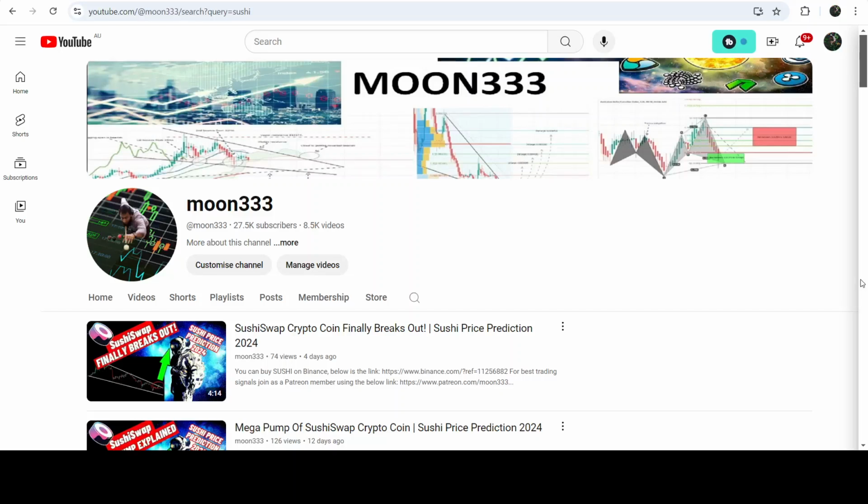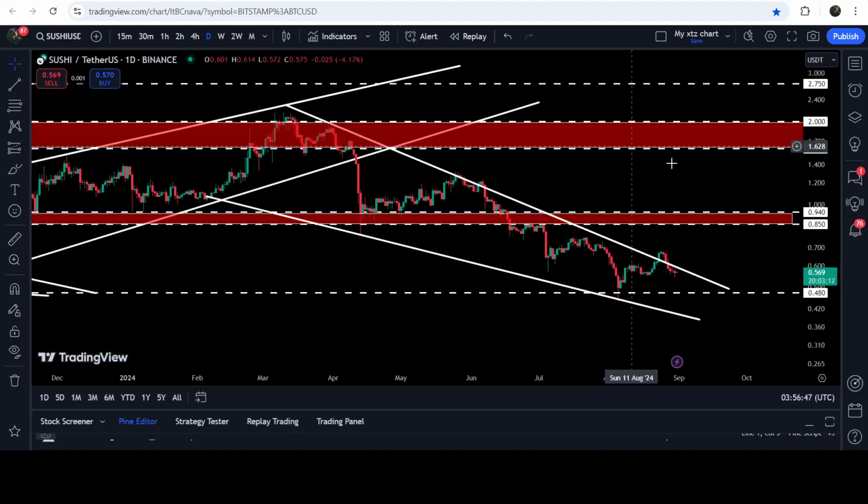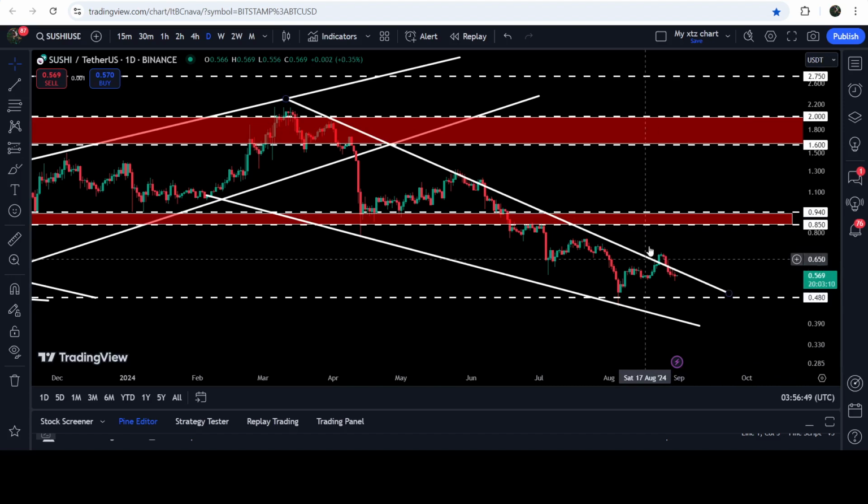As in my earlier videos, I was showing you that SushiSwap broke out of another falling wedge pattern on a daily time frame chart. And this was my last video that I shared almost 4 days ago with you. And now if you take a look at the live daily time frame chart, then you can see that it was another fake out from this falling wedge pattern.